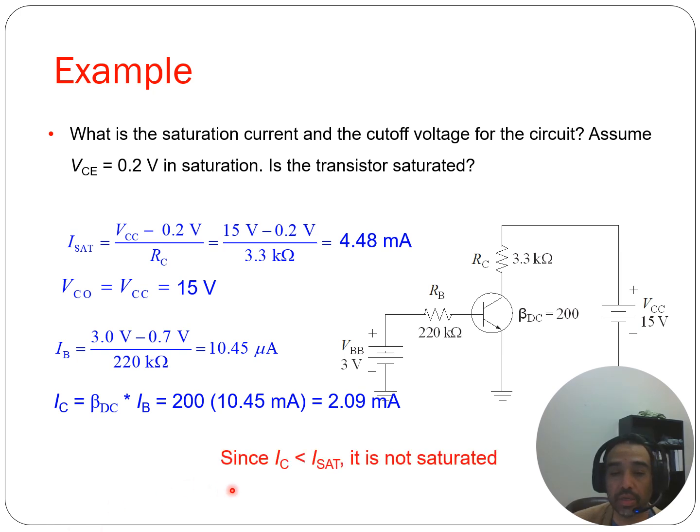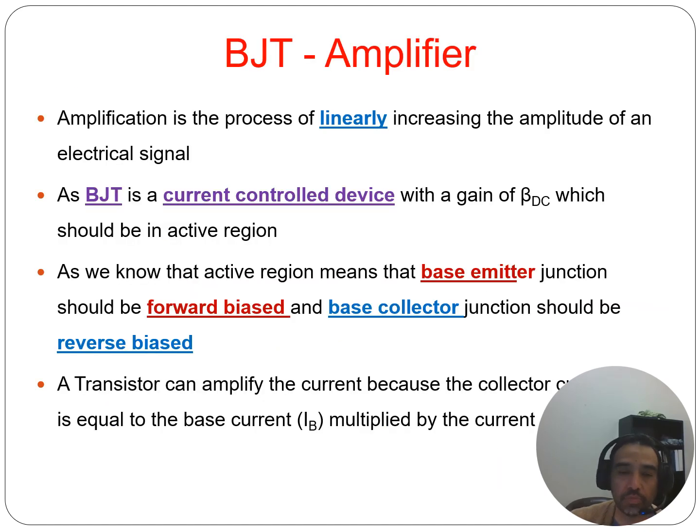All right, and again, when the current to the collector is less than the saturation current, whatever that maximum is, it's just saying your transistor is not in the saturated region. So it's still going to be in the active region where it can amplify.